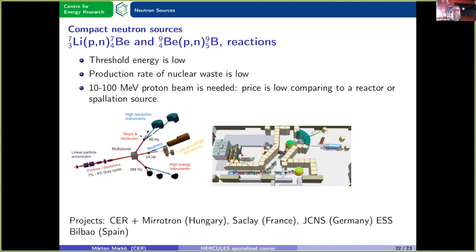Since the source is very compact, you can make many smaller sources, optimized for a given instrument type, and with one accelerator you can feed many different instruments. Since you have many sources, each of them can be highly optimized for a given instrument type. Even if the intensity is lower than at a reactor or at a spallation source, due to the higher efficiency, they will also be useful for making very good science with neutrons.